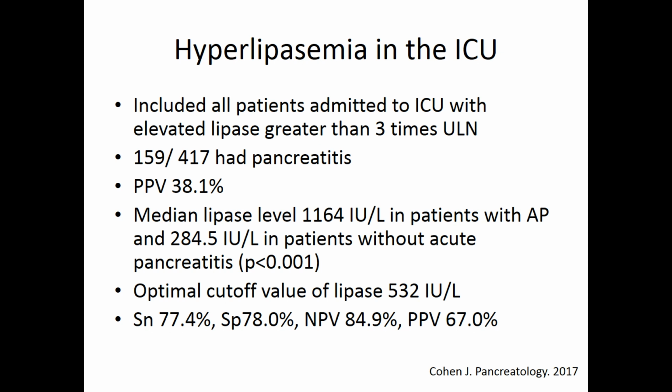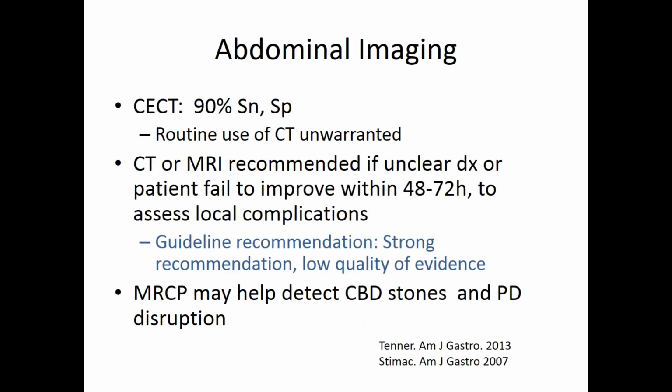So based on this, they estimated that the optimal cutoff value of lipase to help with the diagnosis of acute pancreatitis should be a bit higher, and they proposed 532 units per liter instead of the 3-time upper limit of normal cutoff that was previously suggested. And with this, they estimated a sensitivity of 77%, specificity of 78, negative predictive value of 85, and positive predictive value of 67. So this is interesting and something to consider when you look at patients that have elevated lipase.